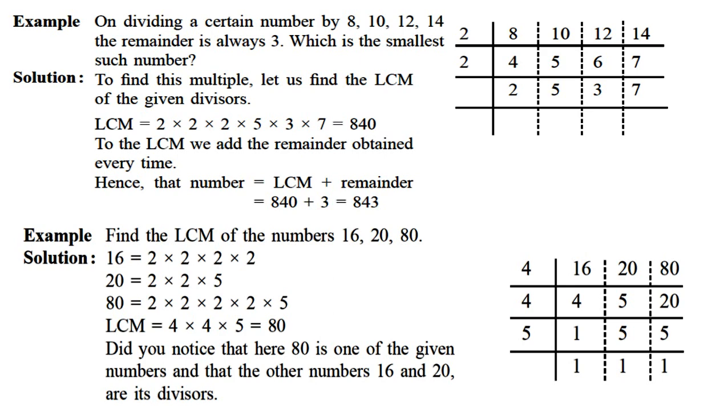Now, children, some more examples. Just try to understand. On dividing a certain number by 8, 10, 12, 14, the remainder is always 3. I repeat, on dividing a certain number by 8, 10, 12, 14, the remainder is always 3. Which is the smallest such number?